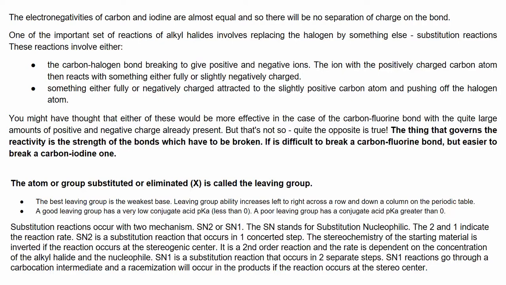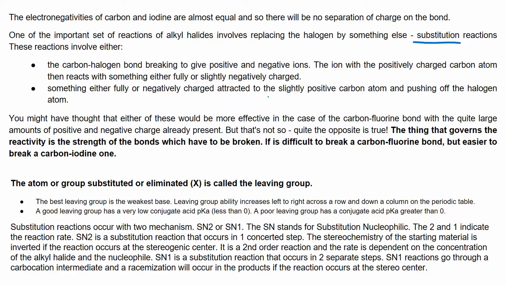We're going to look at the replacing of a halogen of an alkyl halide by something else. So we're going to be looking at substitution reactions in Module 4. Now we're either going to break that carbon-halogen bond and produce ions. That's going to be a two-step process. Or we're going to make it push off all at once. So we would have this carbon-halogen bond and we will push it off with a nucleophile all at once. That's going to be a one-step process. So we'll have a two-step process or a one-step process, and I'll show you the conditions for each of those.